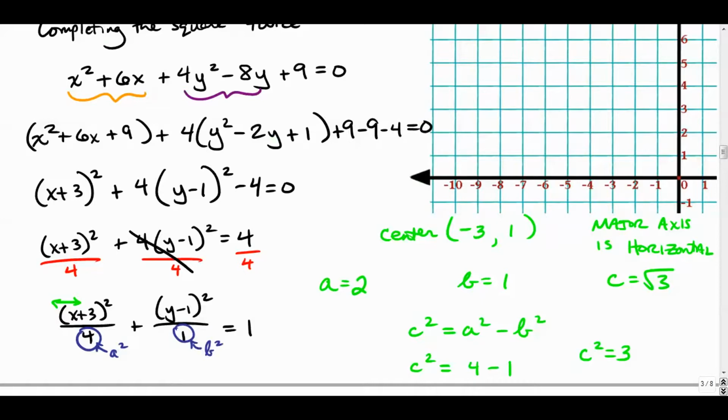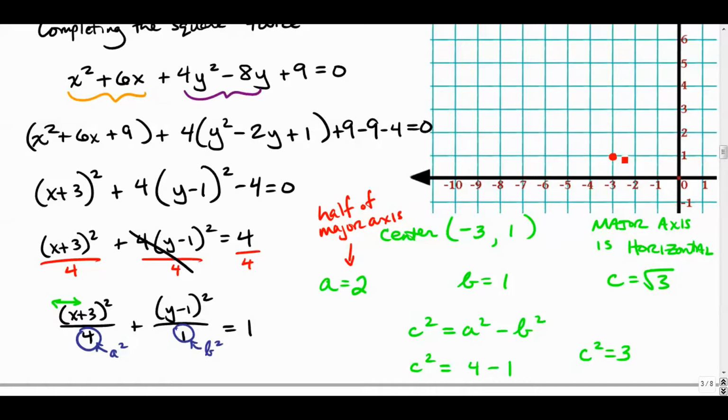Alright, let's start to graph some of this stuff, and we'll see if we can make some sense of everything. (-3, 1) is our center. I'll put that right there in red. And from there, I know my major axis is horizontal, so 2 by definition is half of the major axis. In other words, the major axis is 2A, which is 4.